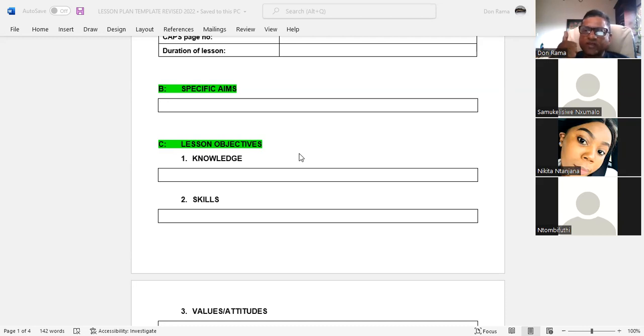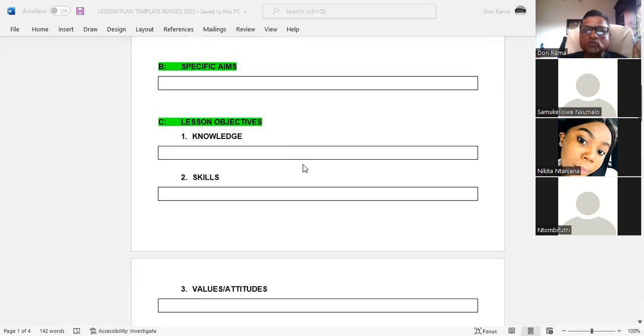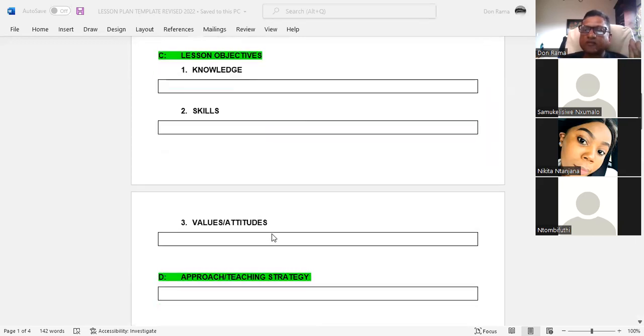Because we are going to be conveying knowledge to our learners. We're going to make them do something with the knowledge. When they do something with the knowledge, they are displaying their skills. And we are also going to give them some value. In other words, whatever we teach them, they will be able to apply it in their daily lives, right?